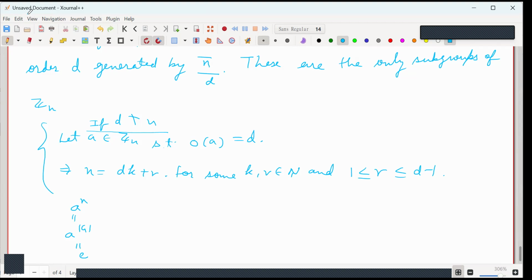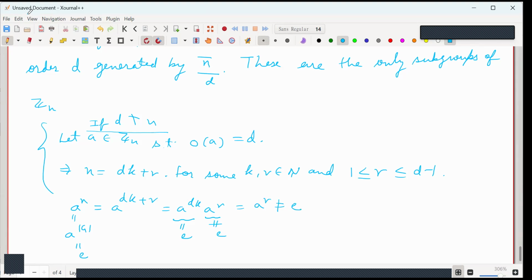Clear? Yes, sir. Why? Because the order of an element always divides the order of the group. So this order of G is that, and then this is A raised to dk plus r, which is A^(dk) times A^r. This part is trivial because A raised to d is identity, but A^r is not equal to identity, right? So the whole is A raised to r, which is not equal to identity, and hence it's a contradiction.